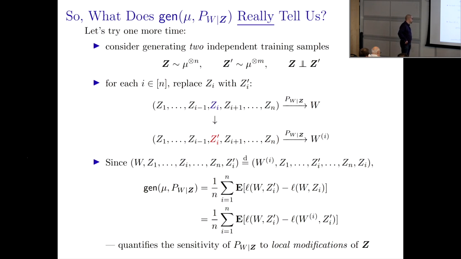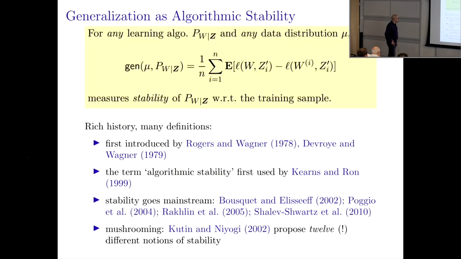If I had the absolute value here, it wouldn't have been so easy to come up with this equation. So this is an identity, right? So let's keep that. The idea here is that somehow this refers to the stability of the algorithm with respect to training samples.